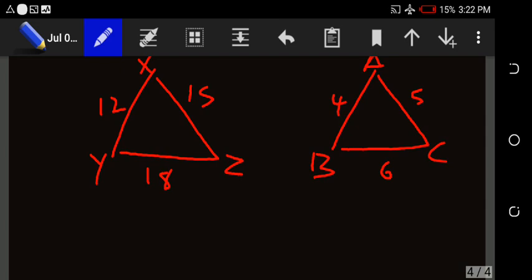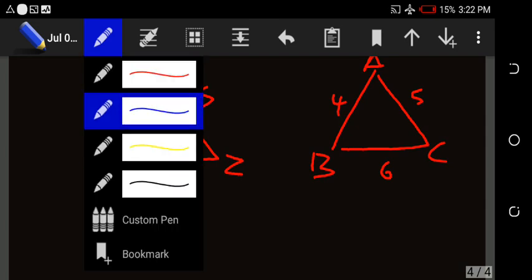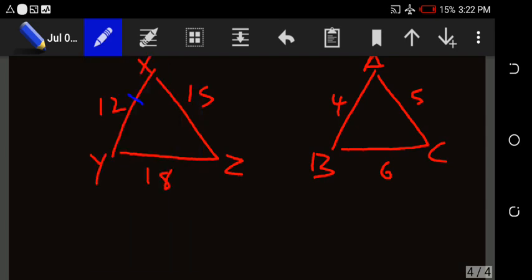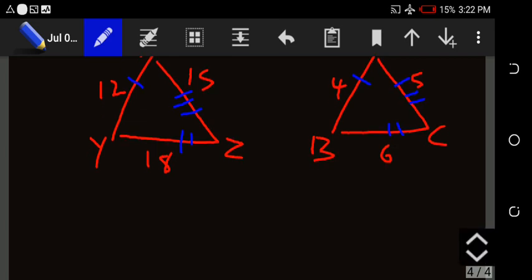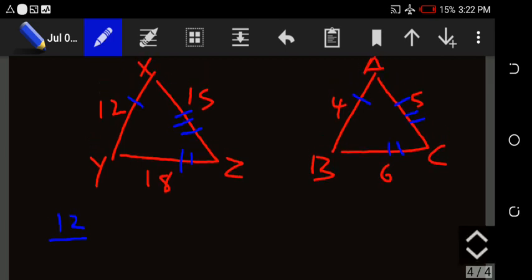So in this case, let me change the marker now. You will see that XY corresponds to AB, YZ corresponds to BC, and then XZ corresponds to AC. So what do we do? We test those ratios. So the ratio of XY, that's 12, over the corresponding side to XY, which is AB, that's 4.